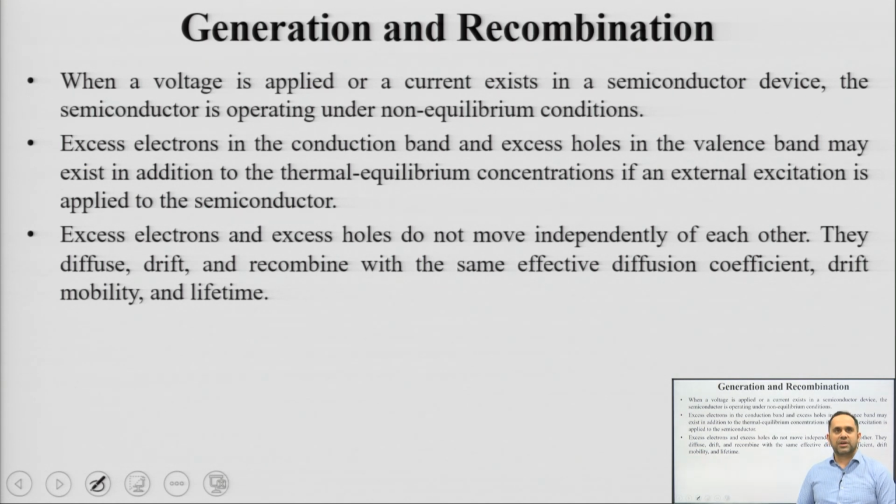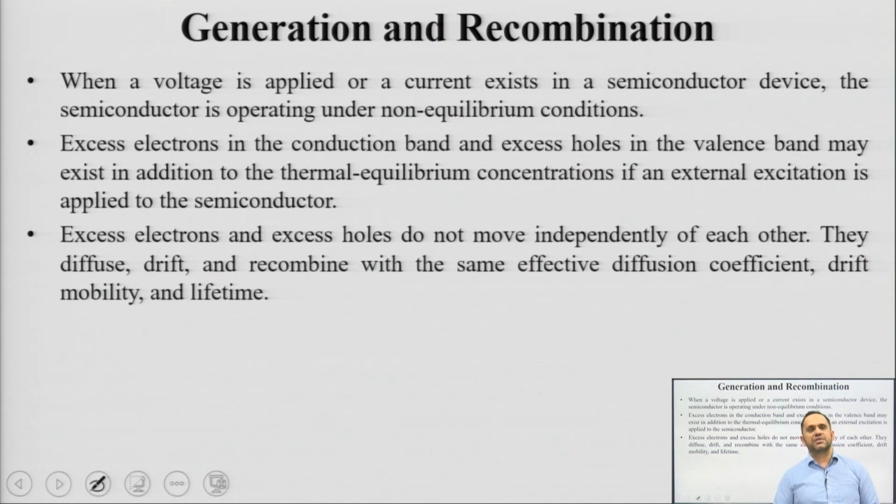Whenever we apply a voltage to a semiconductor, some current starts to exist, and we say that the semiconductor is operating under non-equilibrium condition. Suppose you apply forward bias across a PN junction, you can say that you are injecting charge carriers via the external source. This is analogous to carrier generation. Excess electrons are created. If you create extra electrons in the conduction band and extra holes in the valence band, this is the situation which arises under non-equilibrium conditions, in addition to the concentration of the equilibrium case.